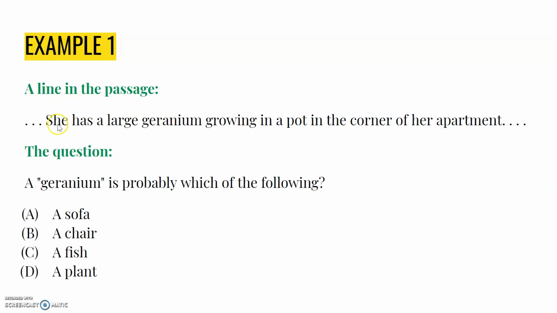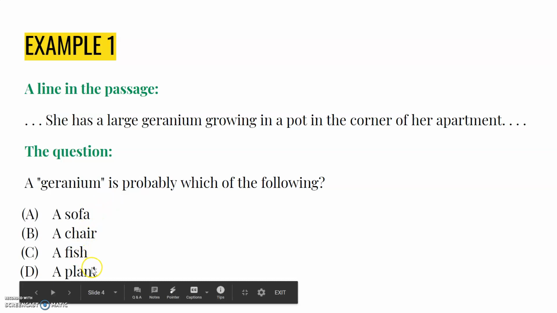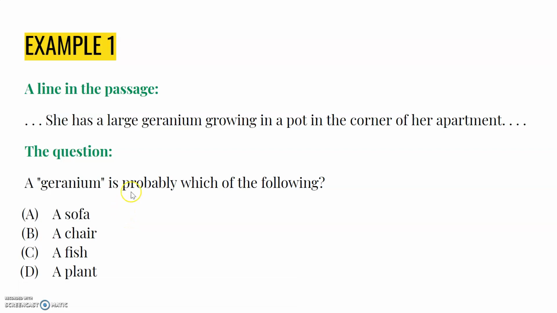So, a line in the passage here: she has a large geranium growing in a pot in the corner of her apartment. And the question is, a geranium is probably which of the following? Let's just say you don't know what a geranium is. You don't know what it means. If you read the context here, a large geranium growing in a pot. So, what is growing in a pot? Is it a sofa, a chair, a fish, or a plant? So the only answer that's suitable for this question is, of course, a plant.